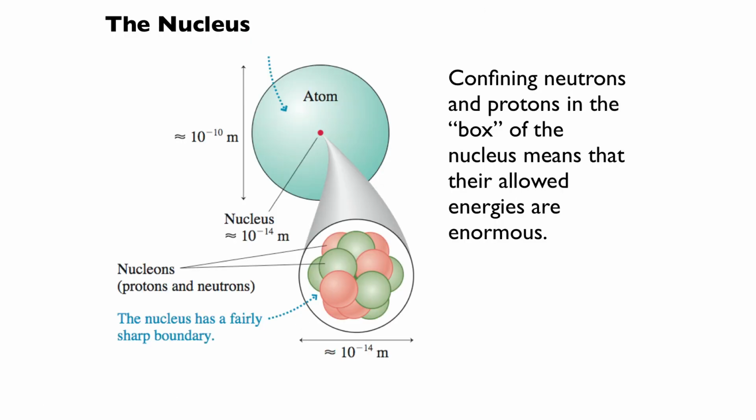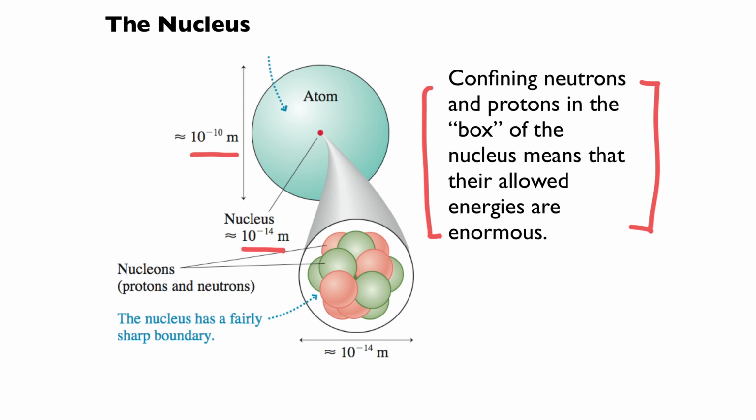Now, for starters, the thing to know about the nucleus is it's really, really tiny. So here's the size of an atom. It's about 10 to the minus 10th meters. The size of the nucleus is a factor of 10,000 smaller. It's 10 to the minus 14 meters across. And we saw when we looked at the particle in a box that the size of the box changed the energy states. And confining neutrons and protons in the box of the nucleus means that the energies are absolutely enormous.